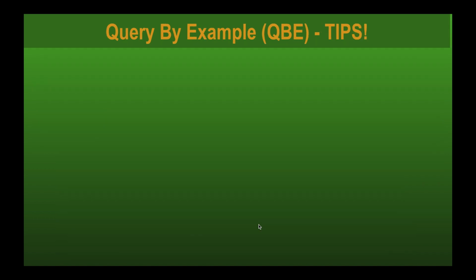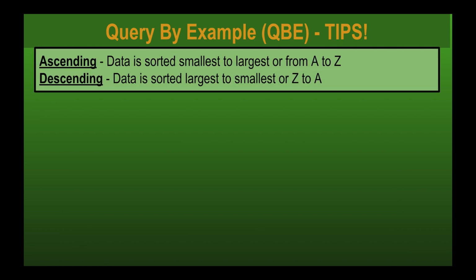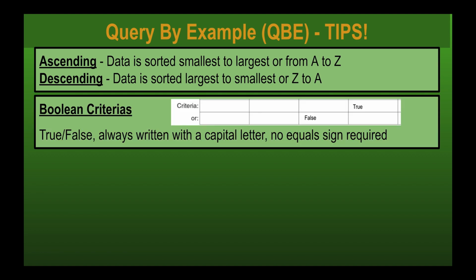So let's have a look at some of those rules. My best exam tips for you. This is like a 5-mark question that you can get really easily if you follow these rules. So first of all, know your ascending to descending. Ascending is small to large, A to Z. Descending is large to small, Z to A. Next, your Boolean criterias. Anytime that you have to do a Boolean, do not put yes, no, put true, false. True is yes and false is no.